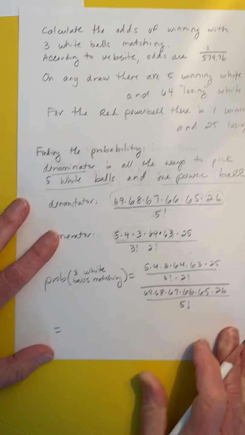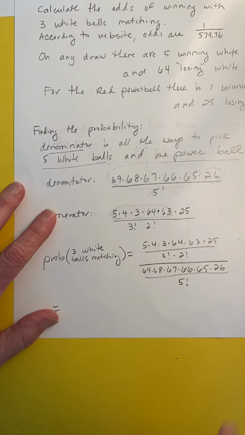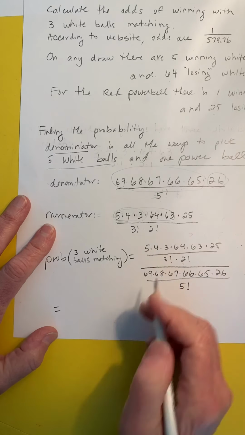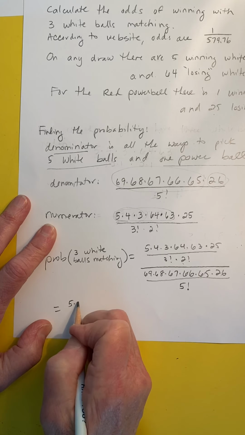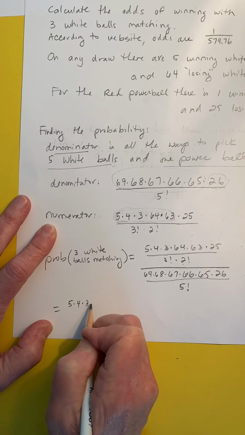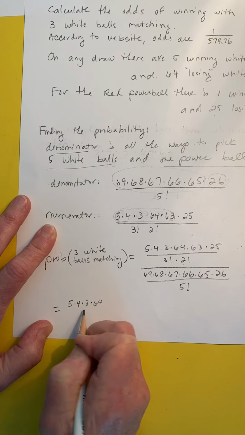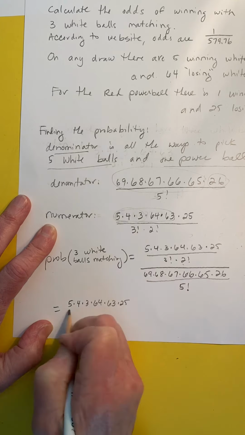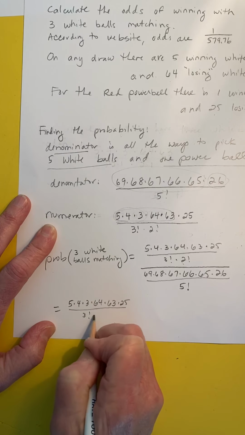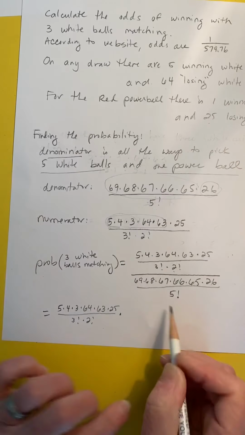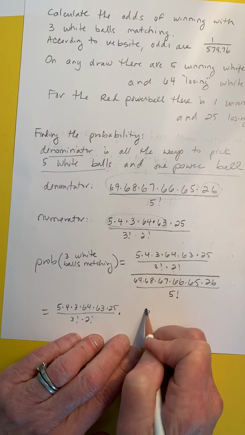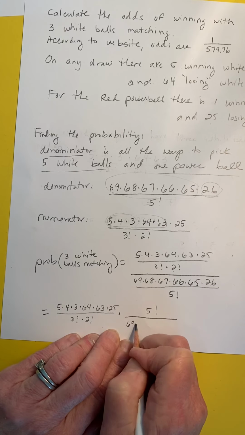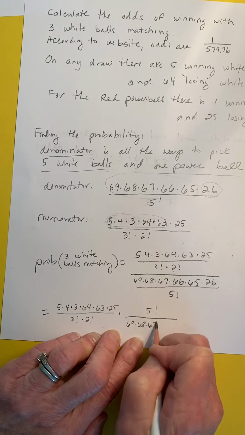You're probably saying, Mrs. Culp, why are you doing this? I just find this interesting, and this is how the odds are done. That's a nasty fraction. I'm going to rewrite this not as a complex fraction. So it's 5 times 4 times 3 times 64 times 63 times 25, all over 3 factorial times 2 factorial times, and then I'm going to flip the bottom fraction, because dividing by a fraction is the same as multiplying by its reciprocal. So I get this.